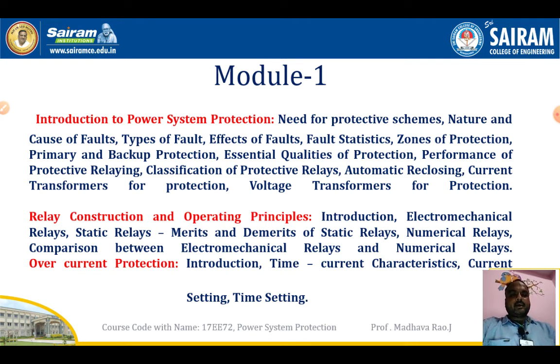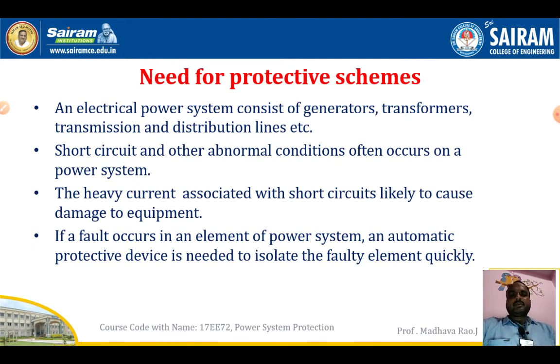So we will see them one by one. The first one is need for protective schemes. Why is it required for a power system? Every power system consists of mainly 4 parts. One is generators, transformers, transmission lines and distribution lines. So these are the major parts in a power system.